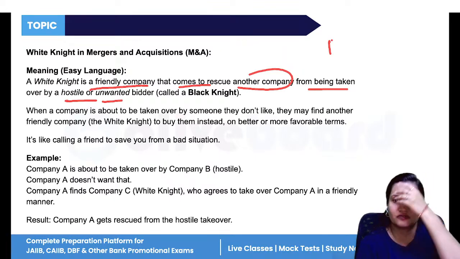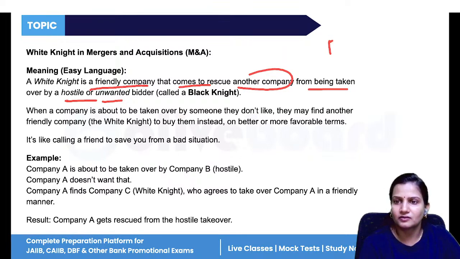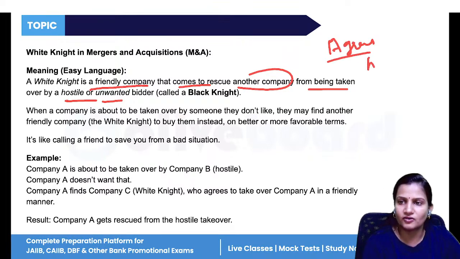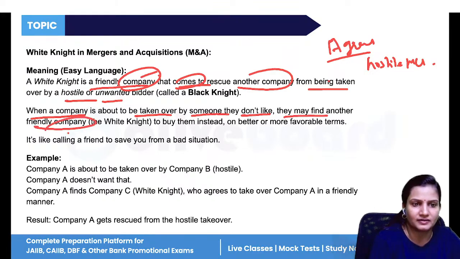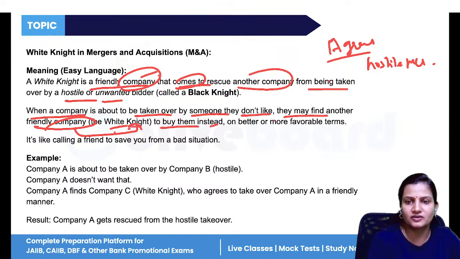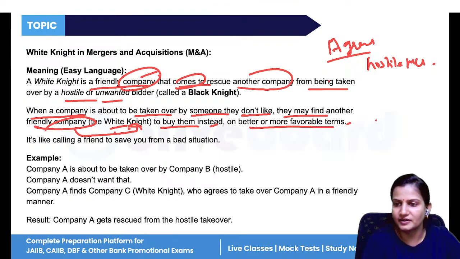See, there are two types of merger. One is the merger where both of them agree, and one is hostile merger. Means the target company does not agree to get merged. That is hostile merger. So there are friendly companies that will come to rescue your company. When a company is about to be taken over by someone and they don't like it, they may find another friendly company. That is the white knight company. So the friendly company will come to you and help you by buying them instead, or on more favorable terms. Either that friendly company will buy you or that company will protect you from getting merged. Clear?